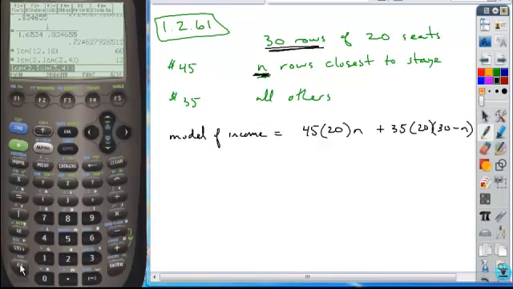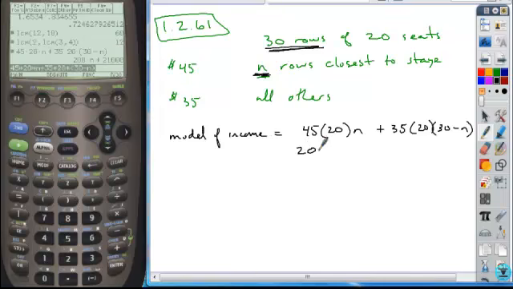So again, I can just use the calculator here. If we take 45 times 20 times, and I'm going to go ahead and just use n since that's what it is, plus 35 times 20 times the quantity. Now notice I do have to put grouping symbols on this. 30 minus n, close it off. All of my order of operations should be adhered to just by the calculator. And so I get 200n plus 21,000. So this is my expression for the income.